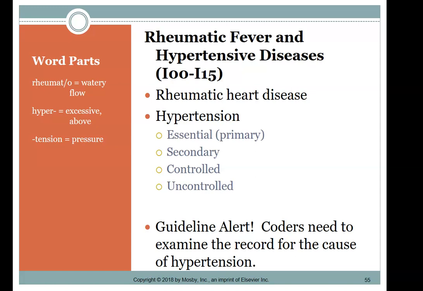Primary is due to unknown causes, also known as idiopathic. Secondary is due to another disorder. Transient is present for an expected limited amount of time, or with retinopathy, literally the disease of the retina. And then when you look at your word parts, you've got rheumato is watery flow, hyper is excessive or above, and tension is pressure. So if you look at hypertension, excessive pressure, or hyper above pressure.